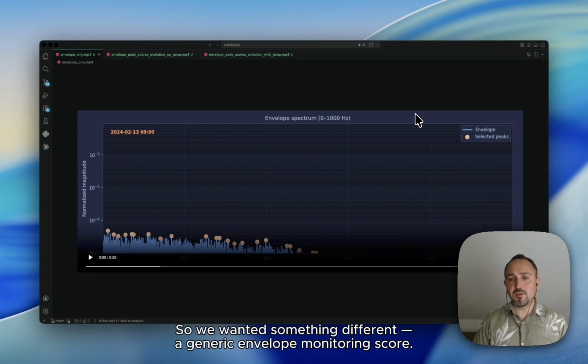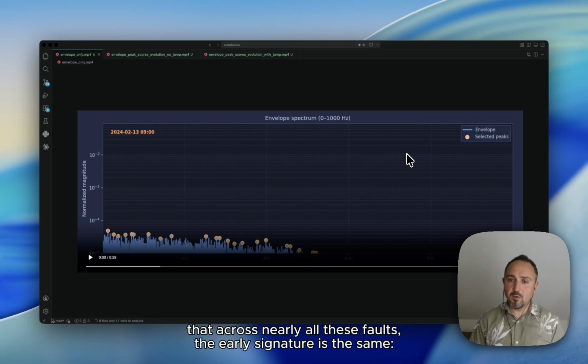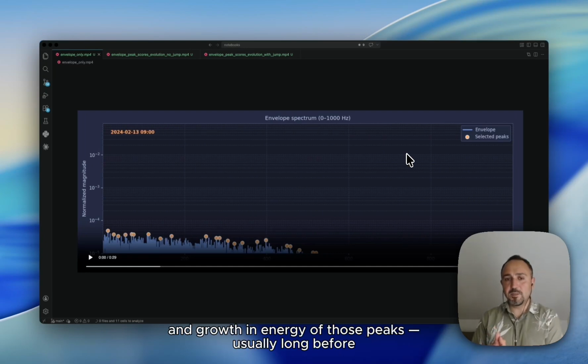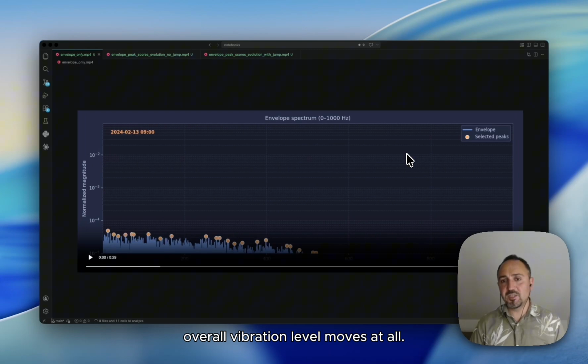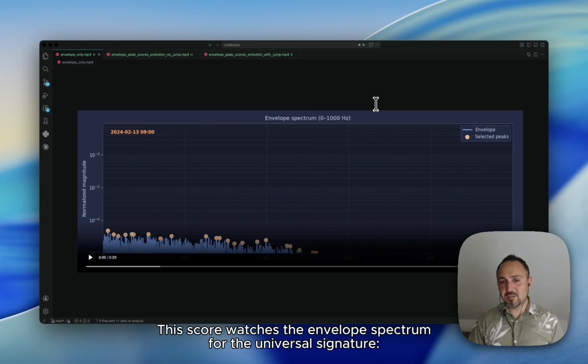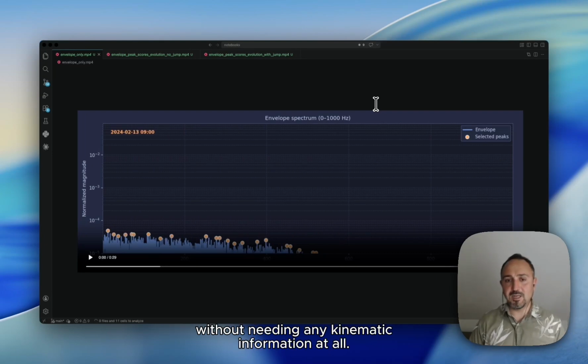So we wanted something different, a generic envelope monitoring score. We talked with many vibration experts, and it became abundantly clear that across nearly all these faults, the early signature is the same. New peaks emerging in the envelope spectrum and growth in energy of those peaks, usually long before overall vibration level moves at all. So we developed a new envelope overall called envelope peak score. This score watches the envelope spectrum for the universal signature, new peaks and growing energy of these peaks, without needing any kinematic information at all.